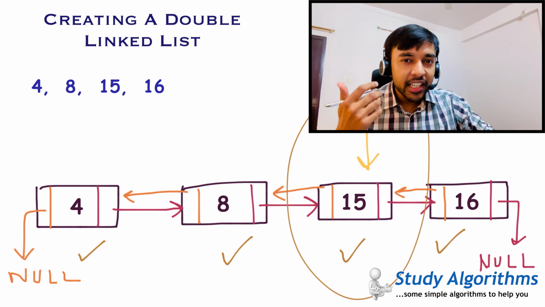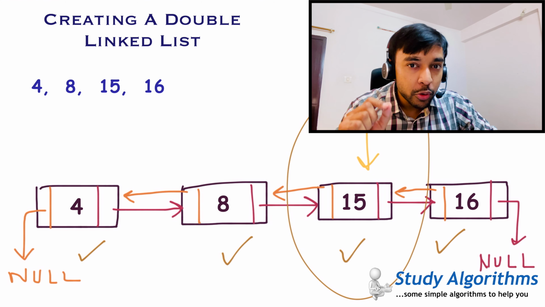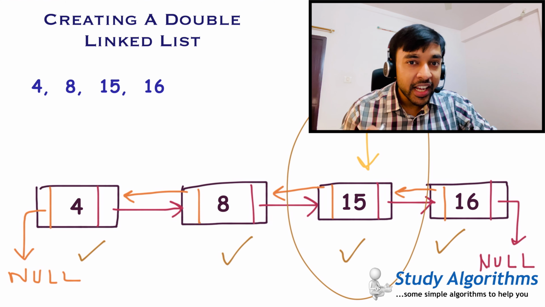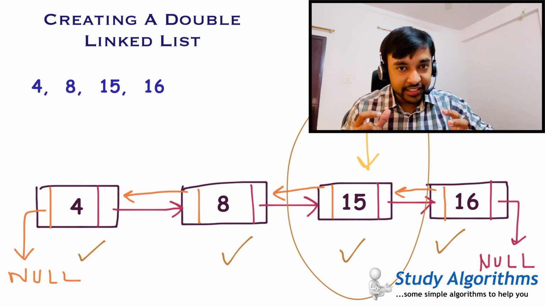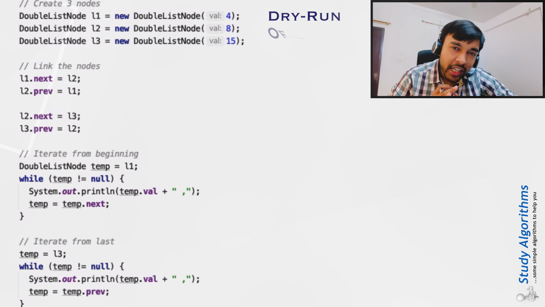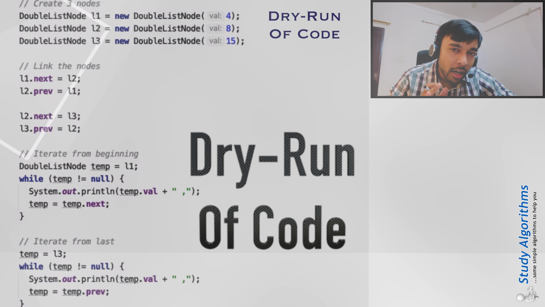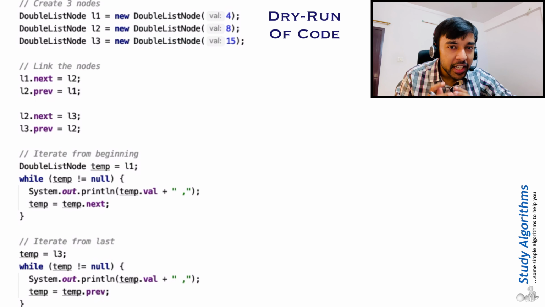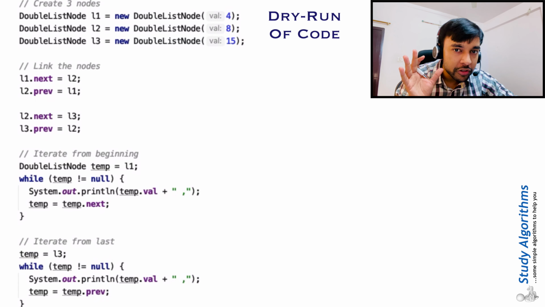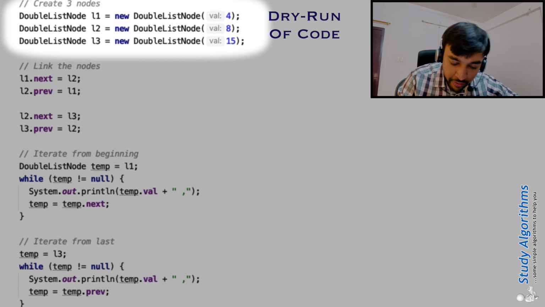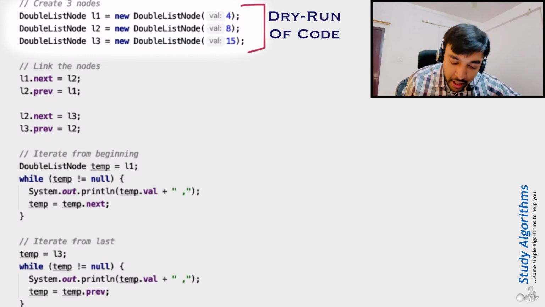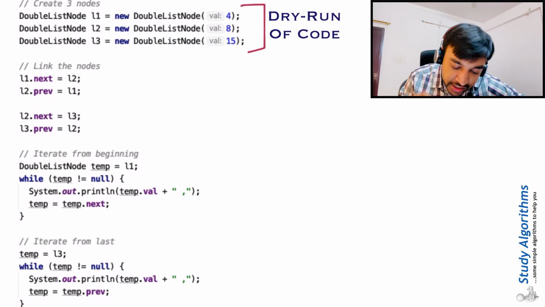To simplify it even further for you, I am showing you a very quick example of a code and we will try to create this list. If you look at the left side of your screen, this is the code that we will use to create a simple double linked list of 3 nodes, and those have the values 4, 8, and 15. So initially, what we do is we just create 3 nodes.